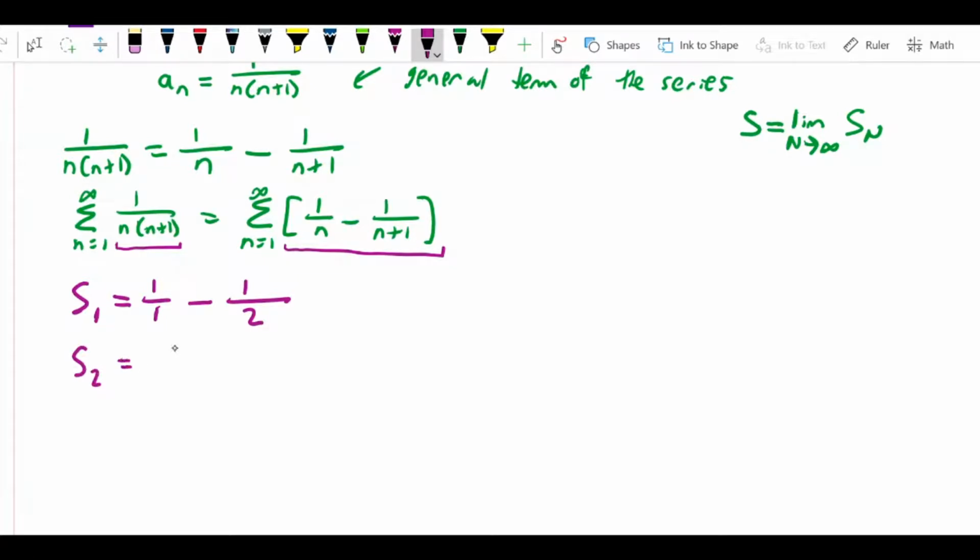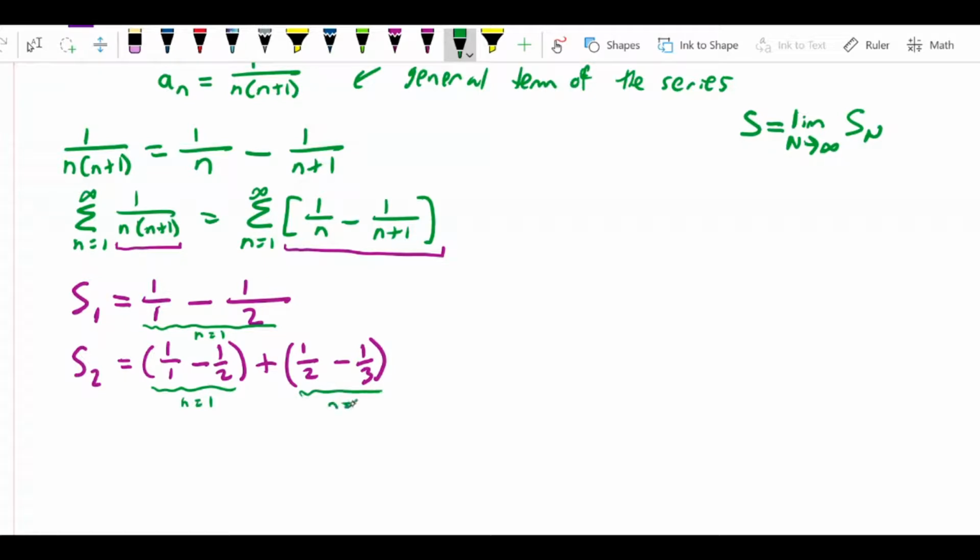Let's write the second partial sum. That's going to be the sum of the first two terms. So that's going to be 1 over 1 minus 1 over 2. That was the first term. Plus, now we're at 2, so that's 1 over 2 minus 1 over 3. Just to be clear on what I'm doing here, I have n equals 1 and n equals 2.